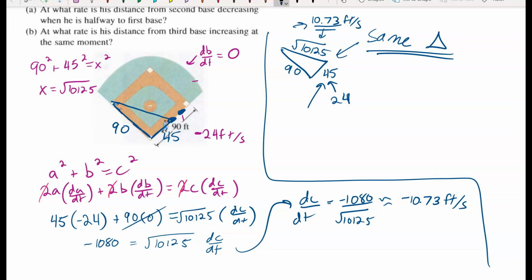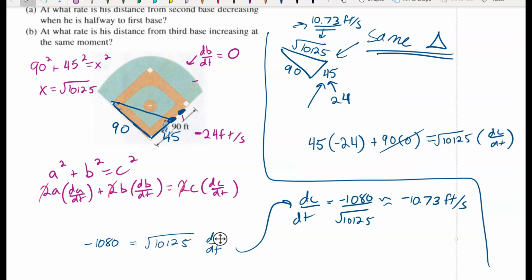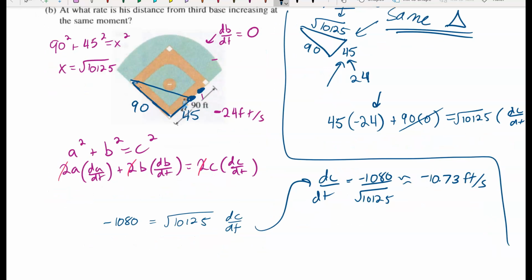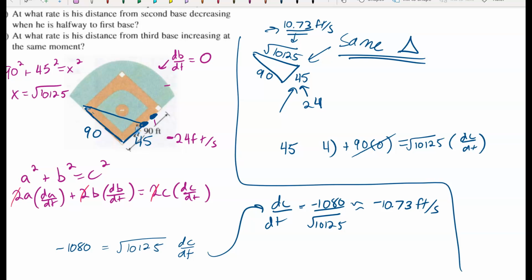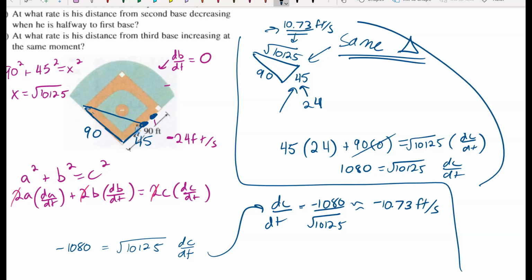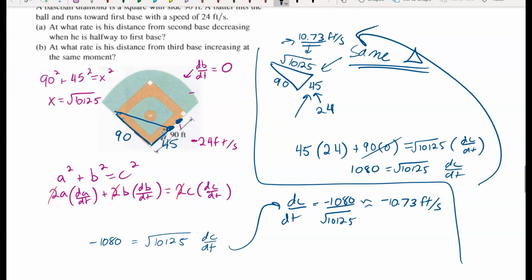If I go through the process, and if I go back to this equation that we had where we took the derivative and we plugged in, the only thing that changes here is that rather than a negative 24 right there, it's a positive 24. And if I did all the math out, I'd get 1080 equals radical 10125 dc dt, and when I divide it out, I'd get the same answer, just positive. So in this case, this is really the same problem because I'm working with the same right triangle.